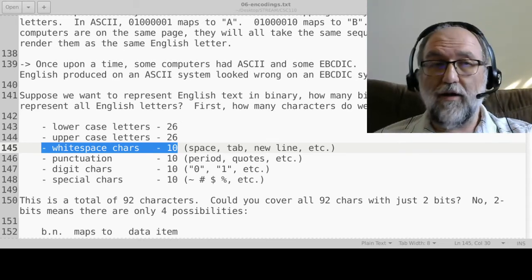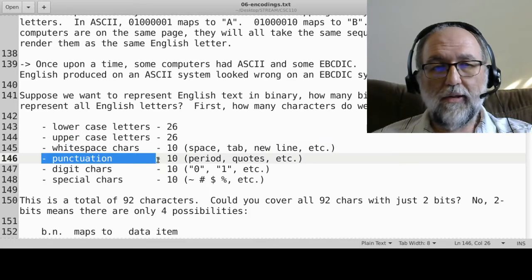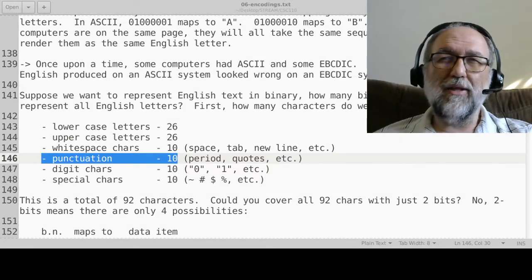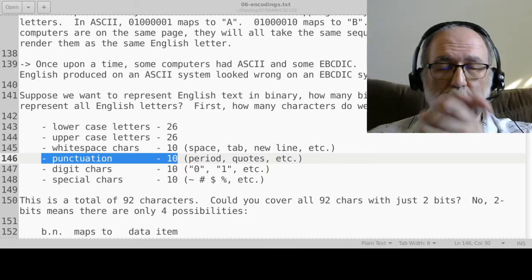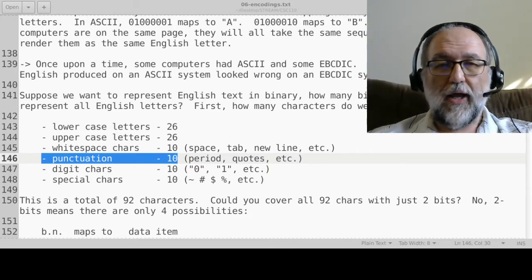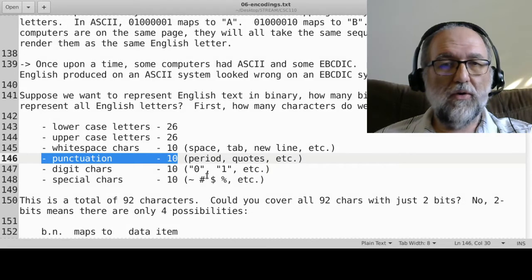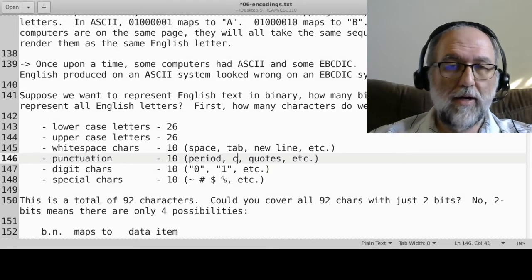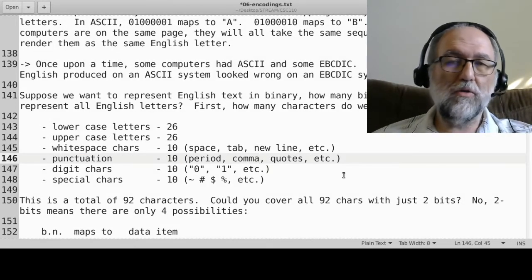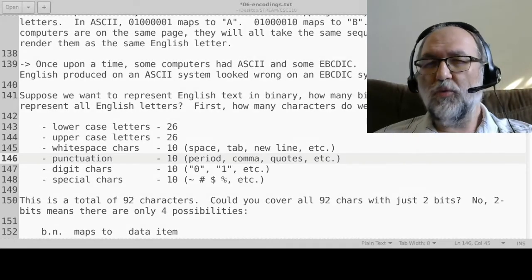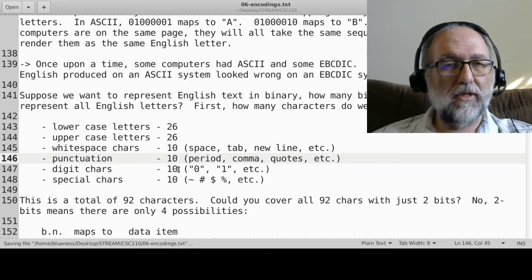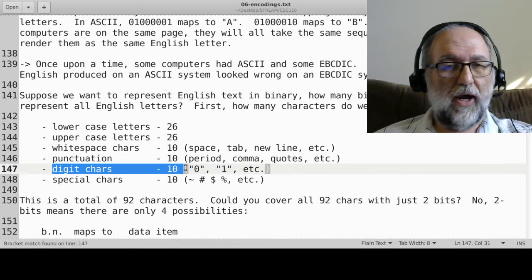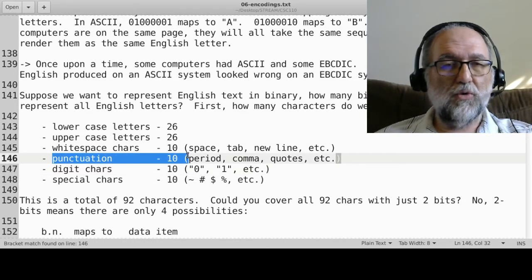And then that's still not good enough because we're going to need punctuation. You can't write English by just spacing out words. You need periods, you need commas, you need quotation marks, and things like that. So actually let me put in here a period, comma, quotes, etc. Without those you're really not able to write good English. And we're still not done. I said 10 punctuation marks.